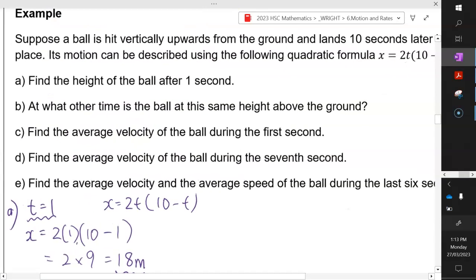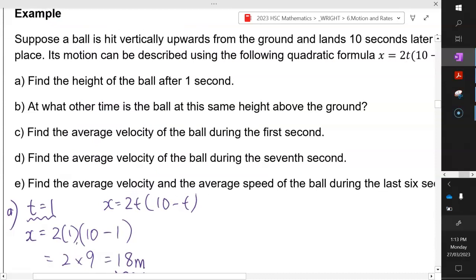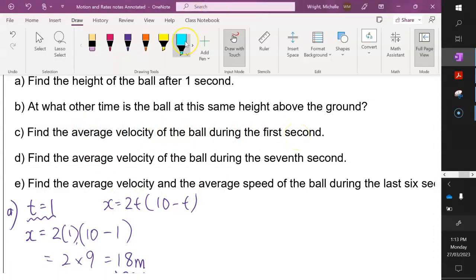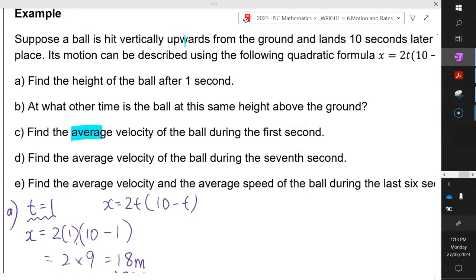Okay, now we're up to C. C is going to come down to language, and the first 2 are not too bad, but C, D, and E, we need to really look at our language. So it's saying to us here, find the average velocity of the ball during the first second. So the words that I'm looking at there that are important are average velocity and during the first second. So not after or before, but during that second. So that during is going to be linking us up there with the word average, and that's how we're going to get our average, is at the start of that first second and at the end of that first second.